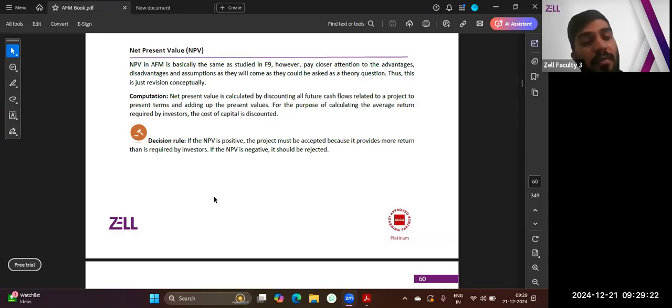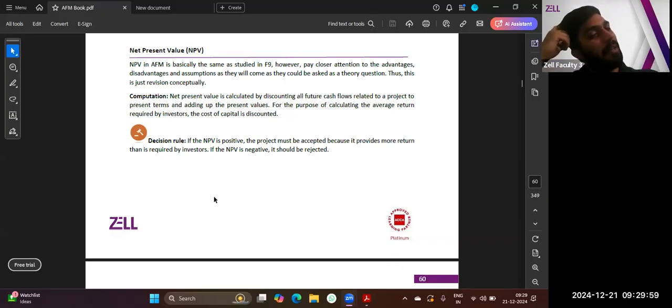What do we mean by present value? We'll discuss that in detail. But what net present value tells us is that if you are making an investment of 100 rupees today, what are the cash returns? Understand, I'm not talking about the profits. I'm talking about the cash returns that you make over the life of the project. That means in the next 5-6 years, what is the level of returns that you're going to make?